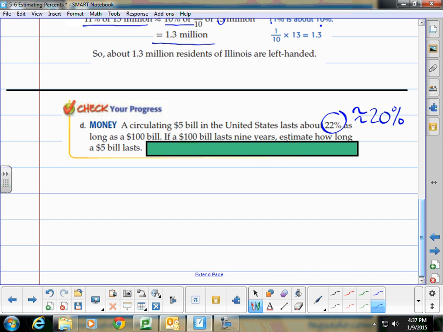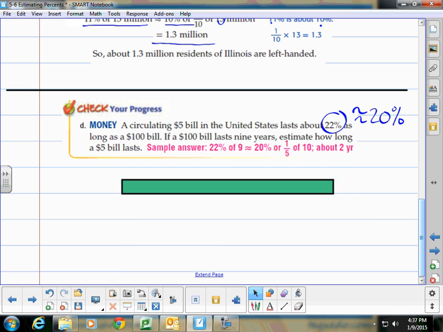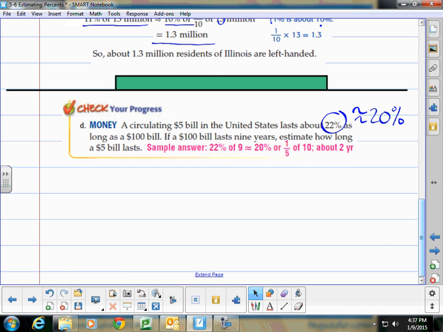Okay, and there's a sample answer because sometimes people do it a little differently. So a sample answer would be 20% of 9, because the 9 years is where that's coming from. Or 1/5 of 10, so rounding it up to 10, and that's about 2 years. So that's one sample answer there. Okay, so keep an eye on those. Keep practicing those types of word problems. Maybe think of a situation where you might have to use estimation in the real world. Okay, and bring that with you on your notes.